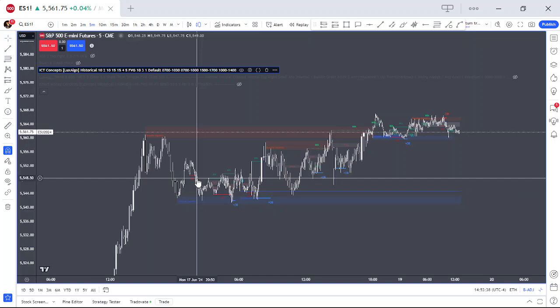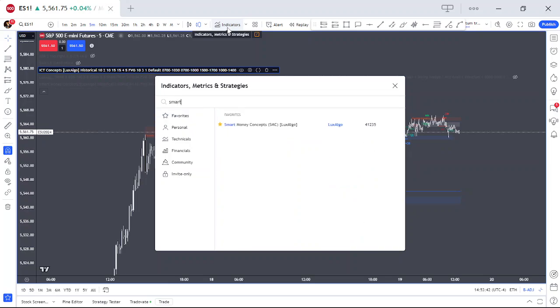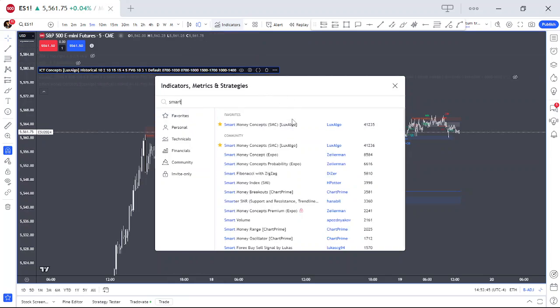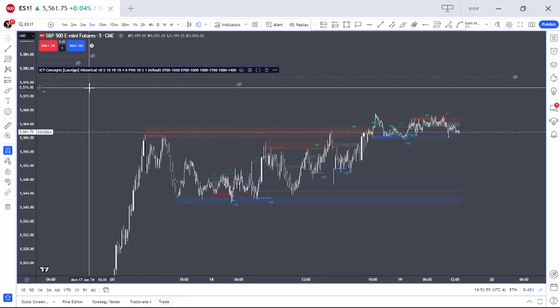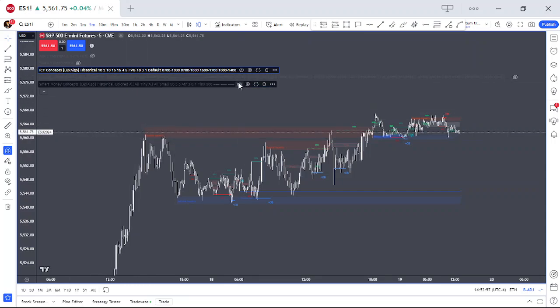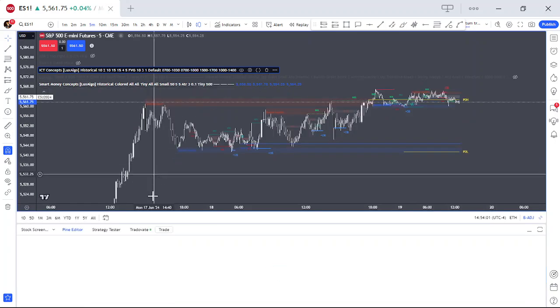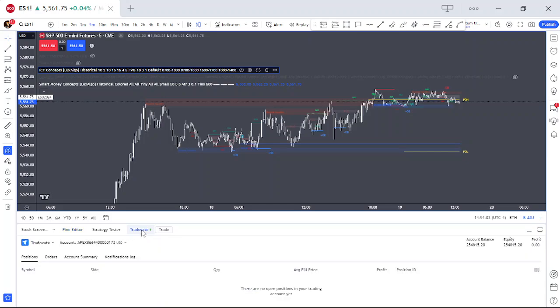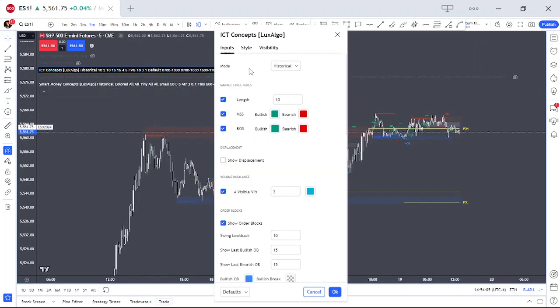All right, so the second indicator I want you to put up is Smart Money Concepts by Lux Algo. Again, click on it, put it on the chart, click on the star to favorite it so you don't have to search for it every time. And then we're going to put that up and go into the settings.